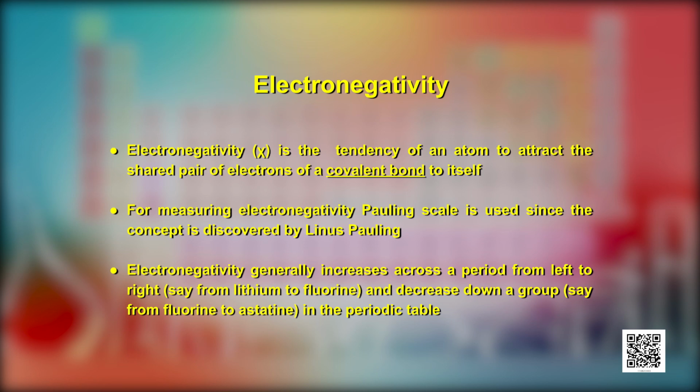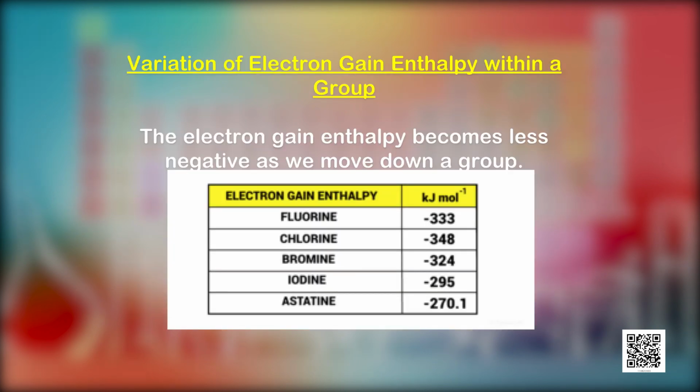Electronegativities of elements are available in literature on different scales. However, the most widely used is the Pauling scale. In the periodic table, fluorine with the value of 4 is the most electronegative element, whereas cesium with the value of 0.7 is the least electronegative element. Electronegativity generally increases across a period from left to right, say from lithium to fluorine, and decreases down a group, let's say from fluorine to astatine, in the periodic table. This trend is similar to that of ionization enthalpy.